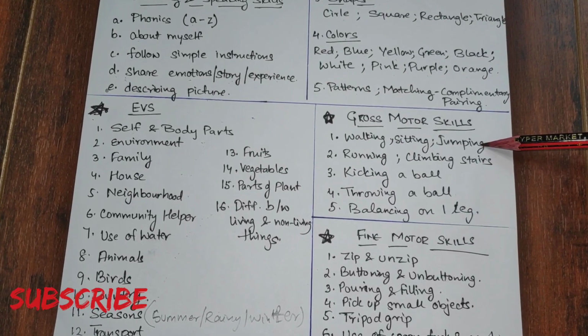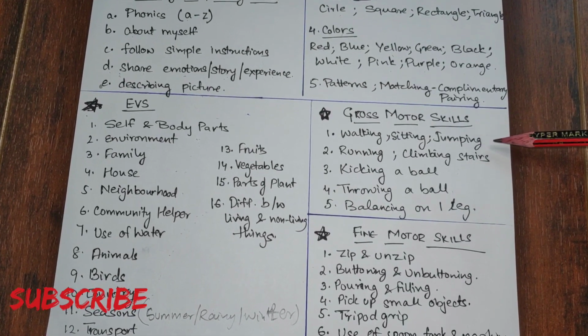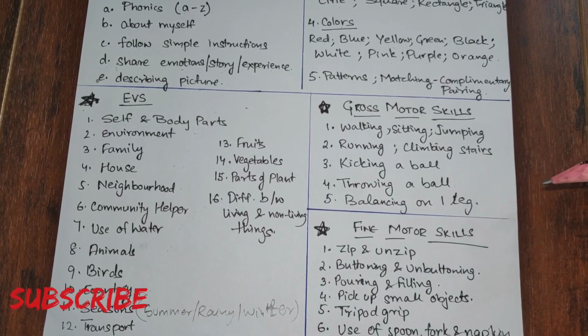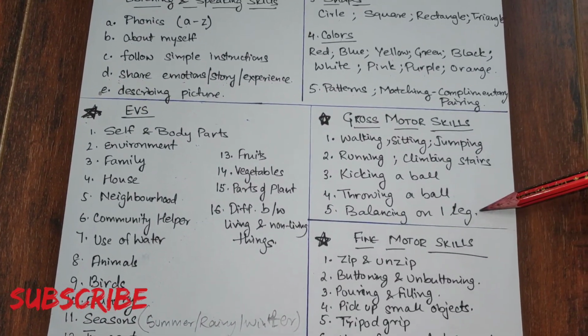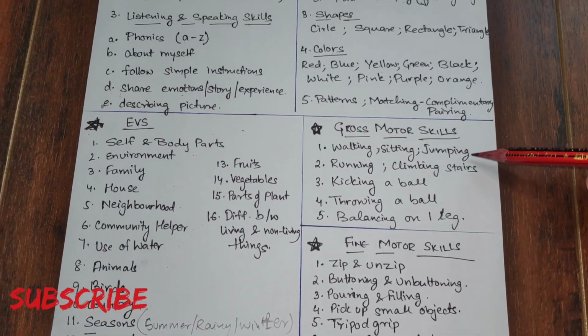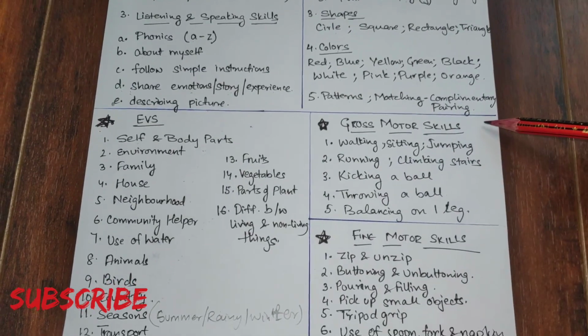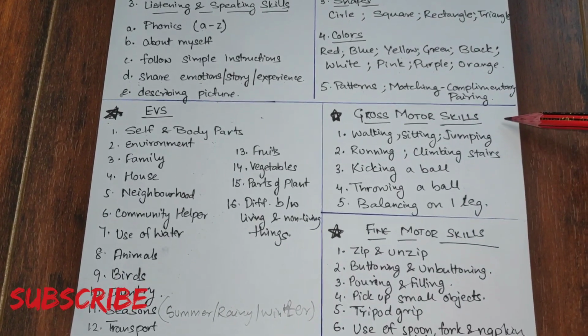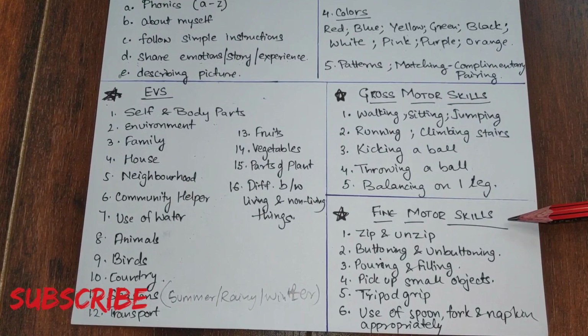As I said, if they are jumping, can they balance on one leg? When they are jumping, are they able to hop with the help of one leg? These are the things you should watch for in the gross motor skills. Now comes the fine motor skills.